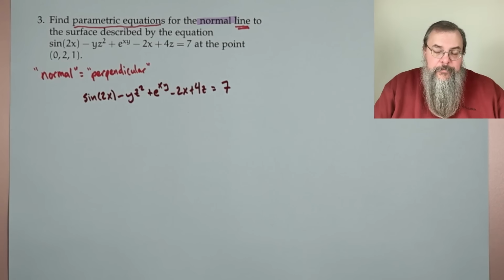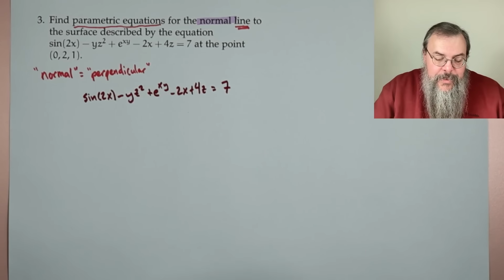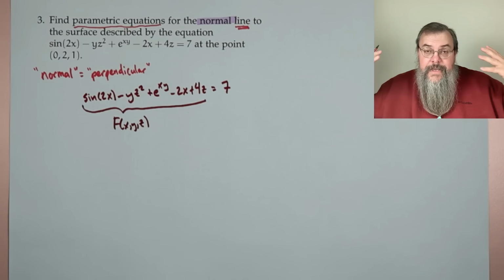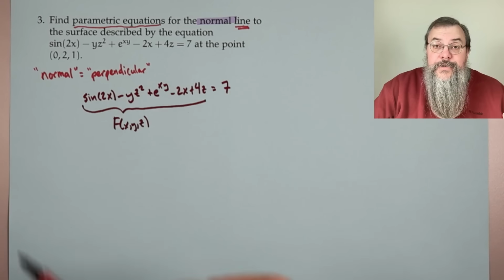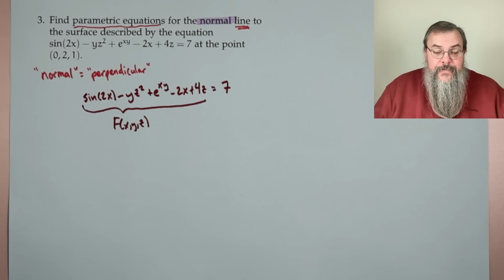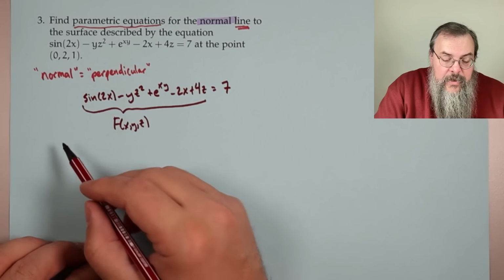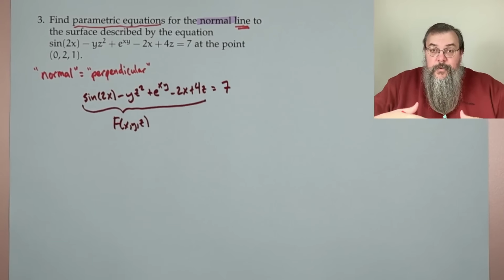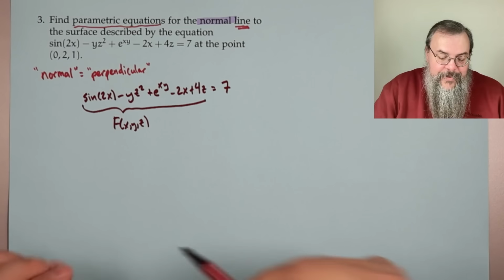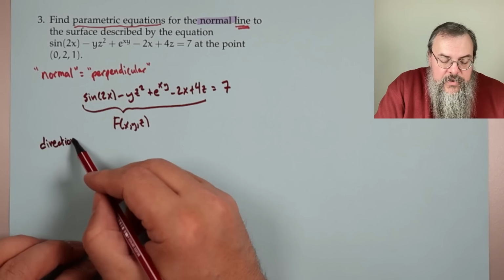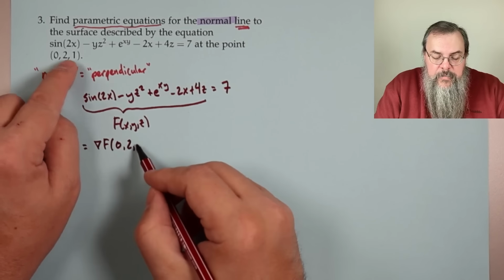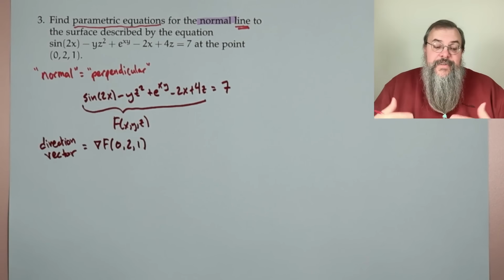All right. So now what can we do? Well, we're thinking of this as a function of x, y, z. And this is the great insight. Thinking of it in that way, what we really have is a level surface. And this is cool: gradients are perpendicular to level surfaces. So our great aha is that the direction of this normal line, what's perpendicular, is going to come from the gradient to this surface. So the direction vector, we're just making notes here, is going to be equal to the gradient of f at the point 0, 2, 1.